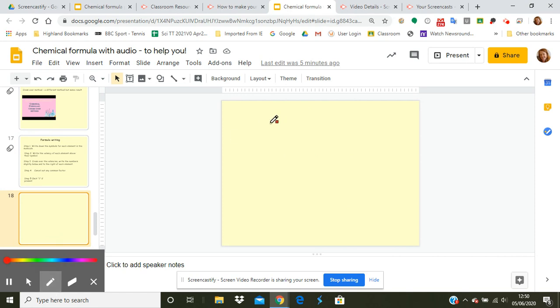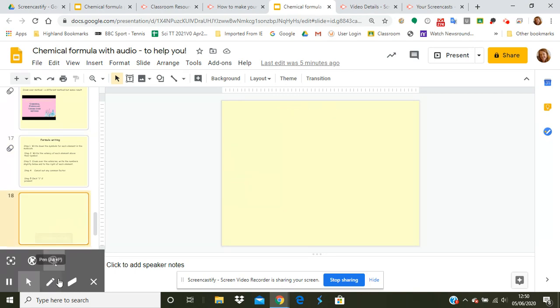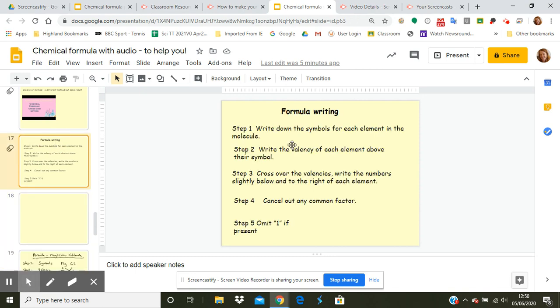Let's take something like nitrogen fluoride. First step, what did it say? It said to write down the symbols. So what are the symbols for nitrogen and fluorine? You've got N for nitrogen, and F for fluorine. Then if you go back to this, the next thing it says is write the valences of each one above the symbols. So we want to go back to here.